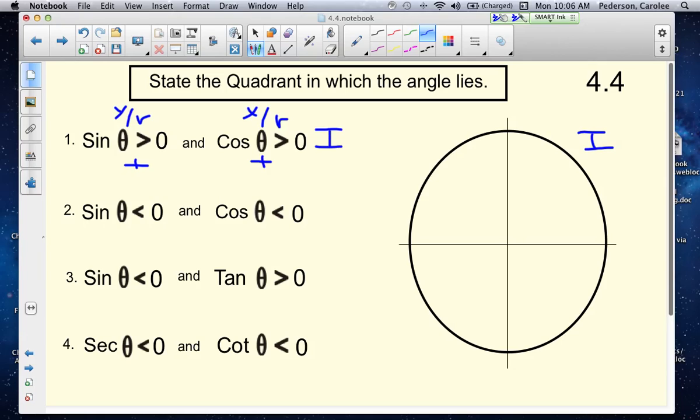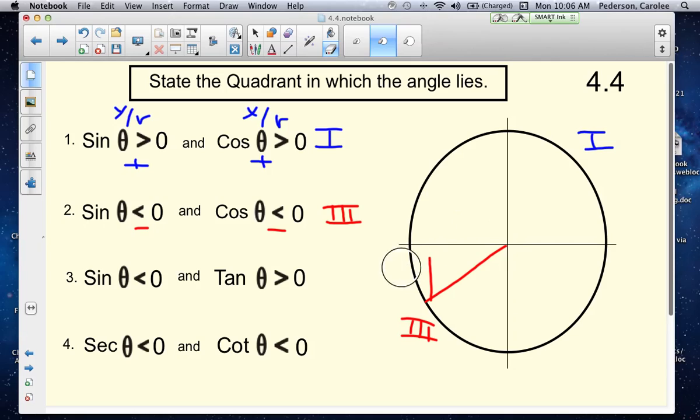All right, let's go to the second one. Now it's saying the sine is negative and the cosine is negative. Which quadrant does that fall in? Quadrant 3. The sine is negative, the cosine is negative, down here. So negative x, negative y. You agree? Okay.